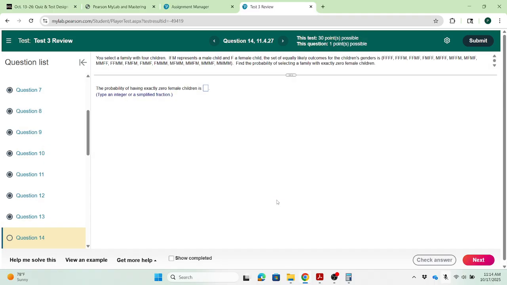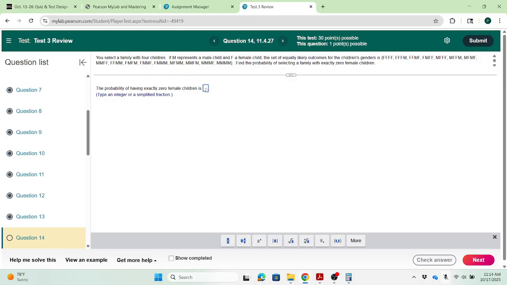You select a family with 4 children. If M represents a male child and F represents a female child, the set of equally likely outcomes for the children's gender is this one. So how many options? 1, 2, 3, 4, 5, 6, 7, 8, 9, 10, 11, 12, 13, 14, 15, 16. Find the probability of selecting a family with exactly 0 females. So count where you don't have females. Exactly 0 females is just 1. Other than this, all other cases have females. So it's 1 out of 16.